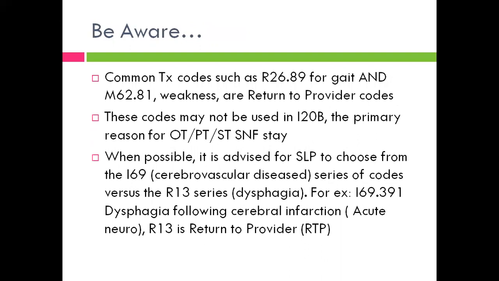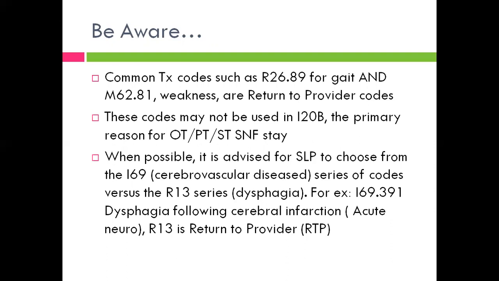So either M62.81 if it's appropriate, or R54 are going to be our more likely generic weakness codes. Be aware that common treatment diagnostic codes such as R26.89 for gait and M62.81 do map as a return to provider code, so they cannot be used as a primary reason for the OTPT SNF stay. So if our MDS nurse is trying to put those generic weakness codes into the I-20B section of the MDS, it's going to come up as a return to provider. We need to go back to the chart and find something more appropriate.